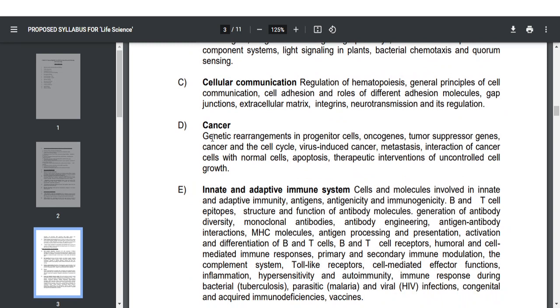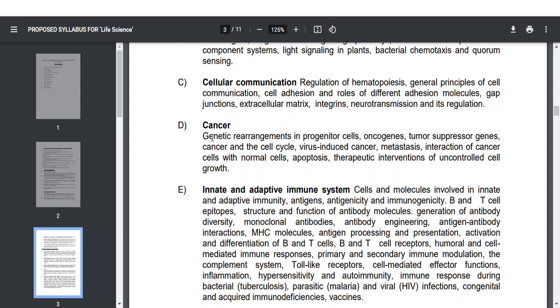Regarding cancer, again a very important topic. For cancer, you need to refer to at least 3 textbooks. First is Alberts, next is Lodish, next is Cooper, next is Karp. This is very important. So for cancer and apoptosis, spend enough time while preparing notes for cancer and apoptosis alone.